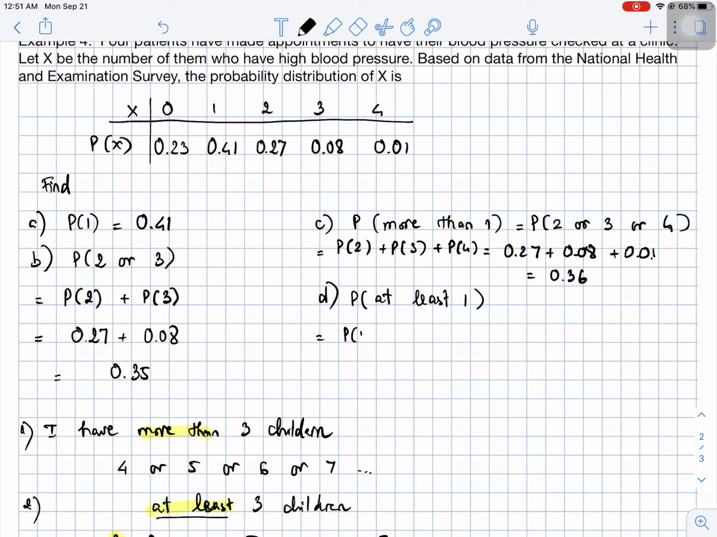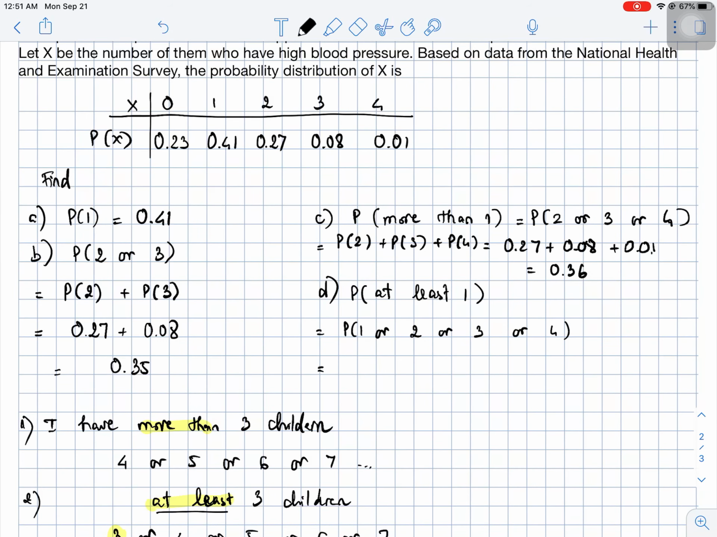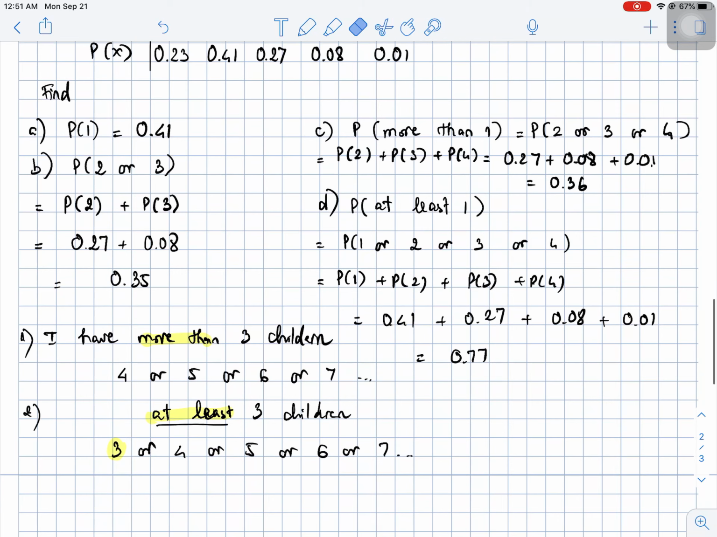At least 1, it means the probability of 1 or 2 or 3 or 4. And of course, we stop at 4 because 4 is the end. Now we will add the probabilities of 1, 2, 3, and 4 together. So we get 0.41 plus 0.27 plus 0.08 plus 0.01. And the answer we get is 0.77.